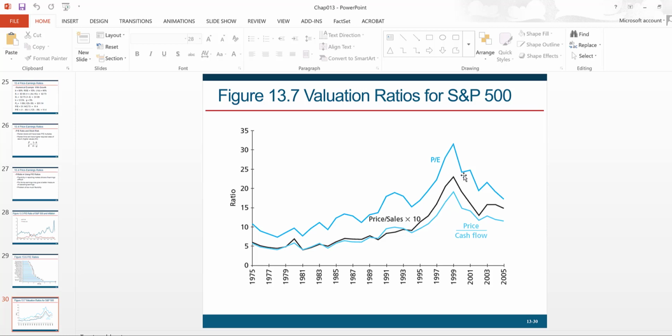Sometimes you cannot use P ratios. If the firm has negative earnings, then the P ratio would be meaningless in that case. So in those cases, you would have to resort to other ratios, and you can use something like the price to sales ratio or price to cash flow ratio for your valuation. Okay, and again, at least for the overall market, what this is showing is that all of these ratios tend to be very highly correlated.